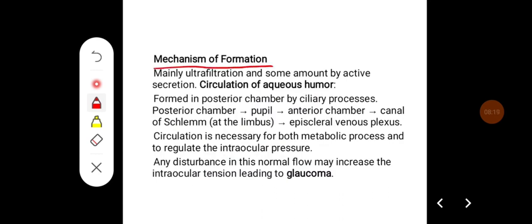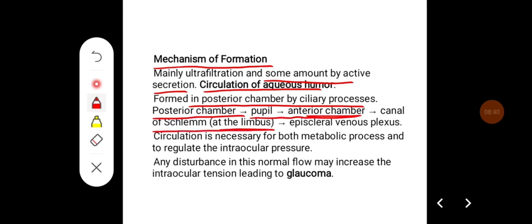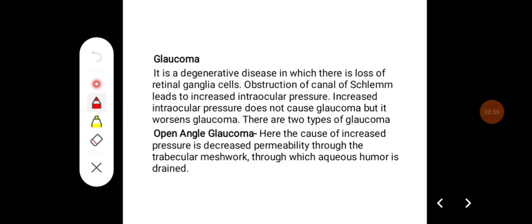Mechanism of formation of aqueous humor. Mainly ultrafiltration and some amount by active secretion. If you see the circulation of the aqueous humor, it is formed in the posterior chamber by ciliary processes. Then it enters from the posterior chamber through the pupil to the anterior chamber, then enters into the canal of Schlemm at the limbus, and then to episcleral venous plexuses. Circulation is necessary for both metabolic processes and to regulate the intraocular pressure. Any disturbance in the normal flow may increase the intraocular tension, leading to glaucoma.